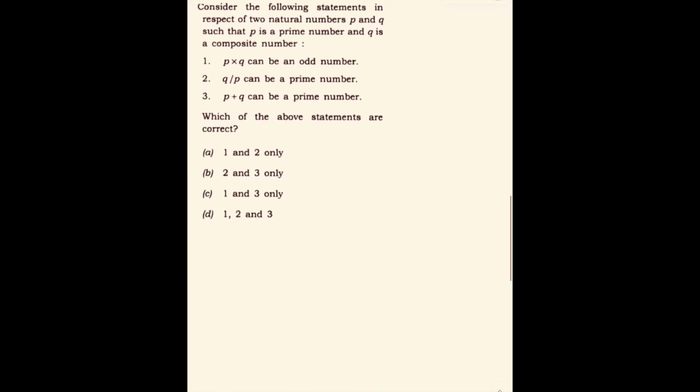Now we will move to the next question. Consider the following statement in respect of two natural numbers p and q such that p is a prime number and q is a composite number. So what are prime numbers and what are composite numbers?